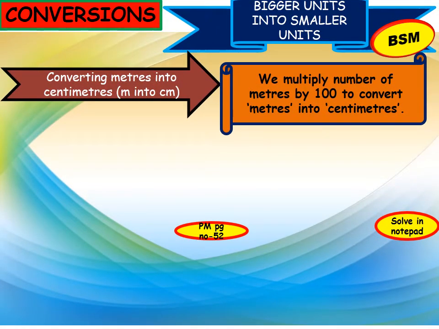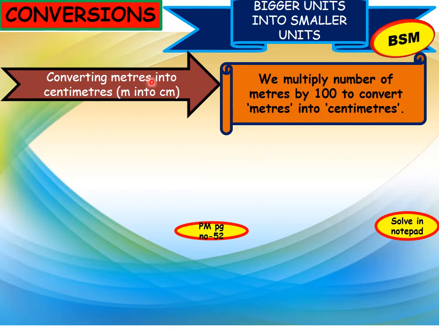Now children, let's know about conversions of units. In this topic, first of all, we have to know about the conversion of the bigger units into smaller units. And there is a code for you, BSM. It means B for bigger unit, S for smaller unit, M for multiplication. When we have to convert bigger units into smaller units, we have to multiply. So let's see the examples here.